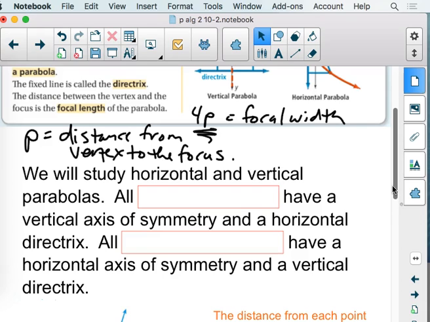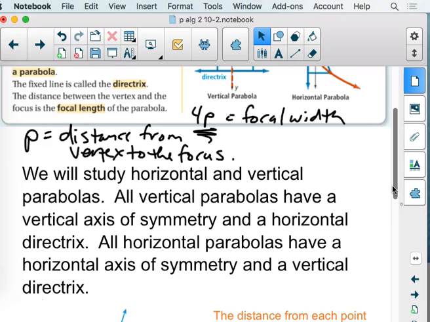We're going to study horizontal and vertical parabolas. All vertical parabolas have a vertical axis of symmetry, just makes sense. If you're going to open up and down, then your axis of symmetry is going to be x equals something, so that you have that same thing folded over on either side, symmetry. And then all horizontal parabolas will have a horizontal axis of symmetry and a vertical directrix. So things flip-flop. Horizontals, y equals something. I'm trying to figure out what that axis of symmetry is.